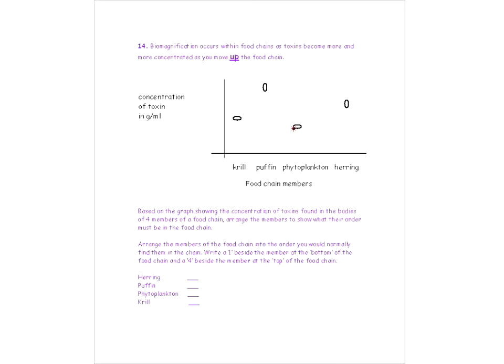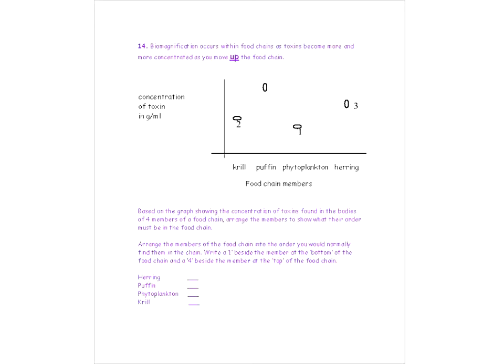Okay, so we know at the bottom, the concentration of toxin is going to be lower. So this creature here, phytoplankton, is going to be at the bottom of the food chain. Krill is going to be a little higher, so we're going to give it number 2. Herring's going to be higher still. It's going to be number 3. And puffin is going to be the highest at the top of the food chain. That's number 4.